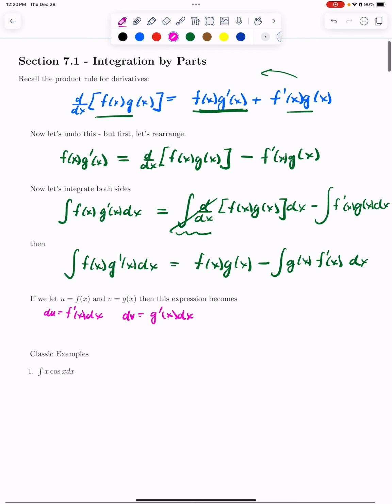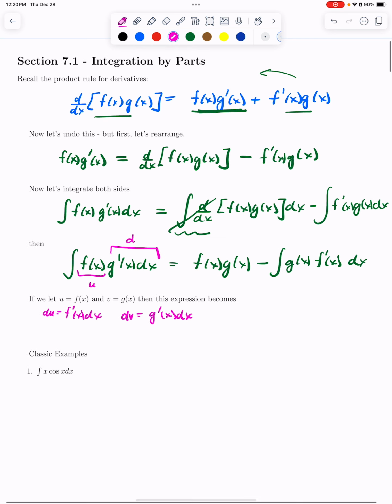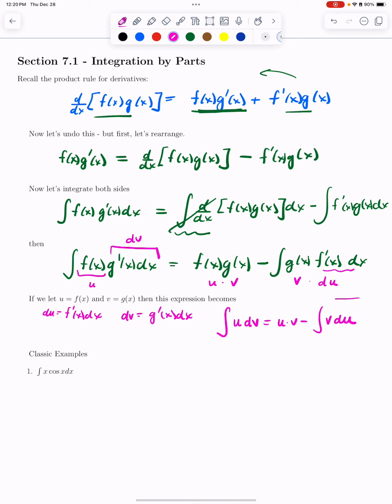So let's see what we have here. This right there then is u. This piece right here, g prime of x dx, is dv. That's just u times v. And then here we have v, that's our g of x, and this piece right there is du. So that is the common expression. Let me rewrite it here. So the integral of u dv equals u times v minus the integral of v du.